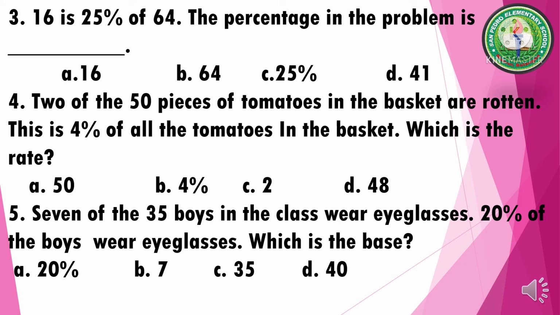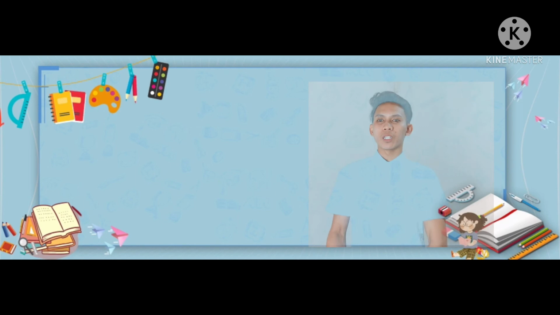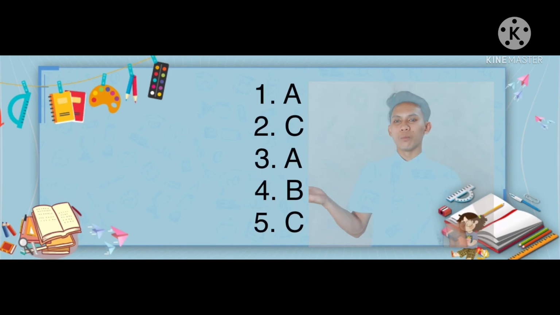Last but not the least, 7 of the 35 boys in the class wear eyeglasses. 20% of the boys wear eyeglasses. Which is the base? A, 20%, B, 7, C, 35, or D, 40. If you're done answering our assessment, let's check now. So this will be the correct answer from 1 to 5. If your answer is correct, then you may check it, and if it's wrong, you may find out why it is wrong.